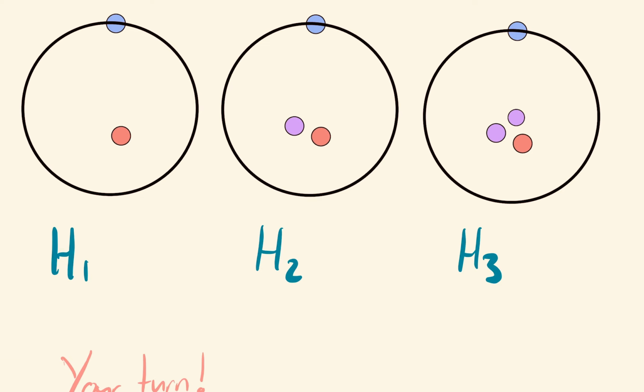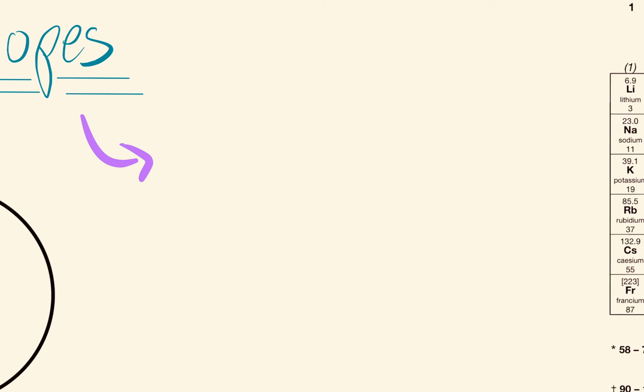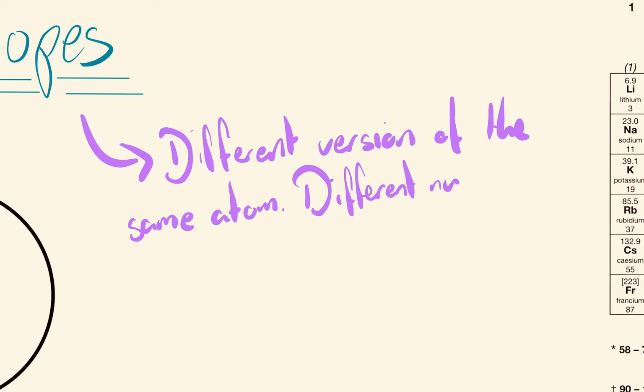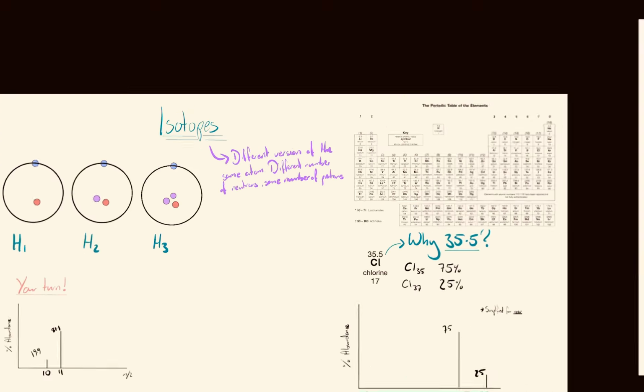So an isotope has a different version of the same atom, a different number of neutrons and the same number of protons. If we had a different number of protons, it would be a different atom, pure and simple. So this is a perfect example of that.